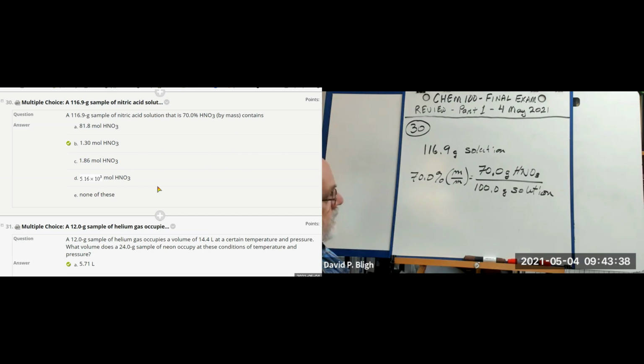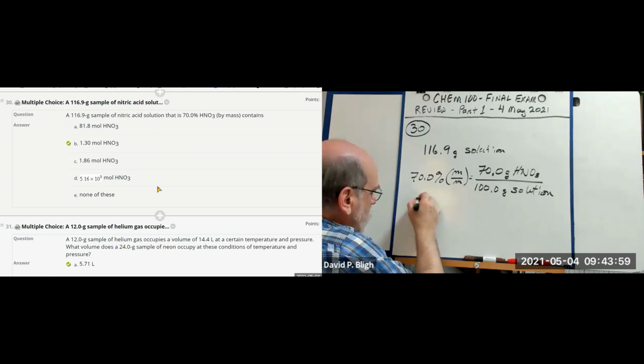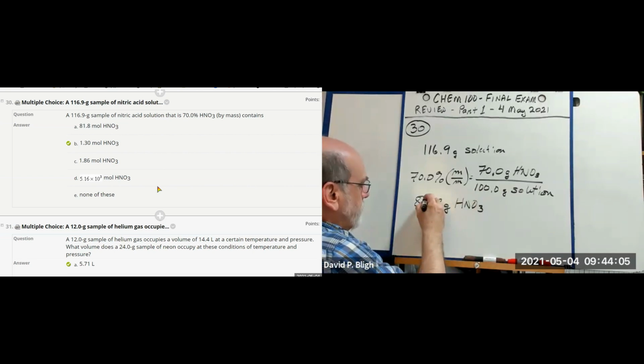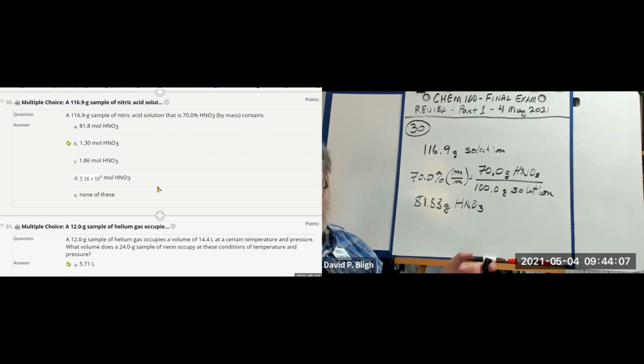So 116.9, and then, well, you can multiply it by 0.7, right? 70 divided by 100 is 0.7. But you could do it this way also. 70 times and then divide by 100. Okay, 81.83. 81.83 grams of HNO3. Right? Does that make sense?